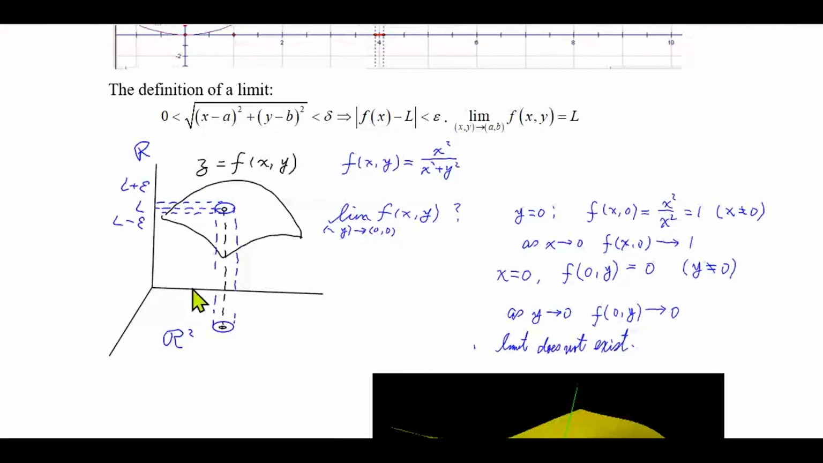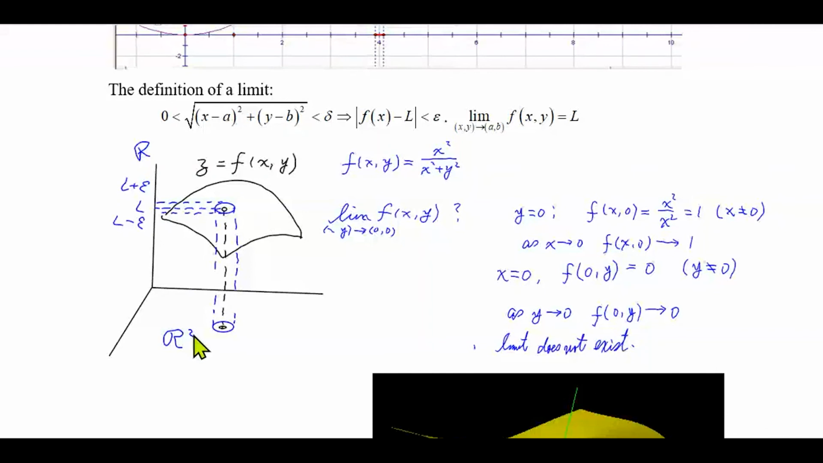Your input, your domain, is the xy plane, isn't it? People call that R squared, R by R. So R squared is a two-dimensional space, which is the xy plane, picture-wise. It doesn't have to be, but that's the easiest way to picture this. And your output is the z-axis. So whatever point is on this surface maps to a corresponding point on the z-axis.